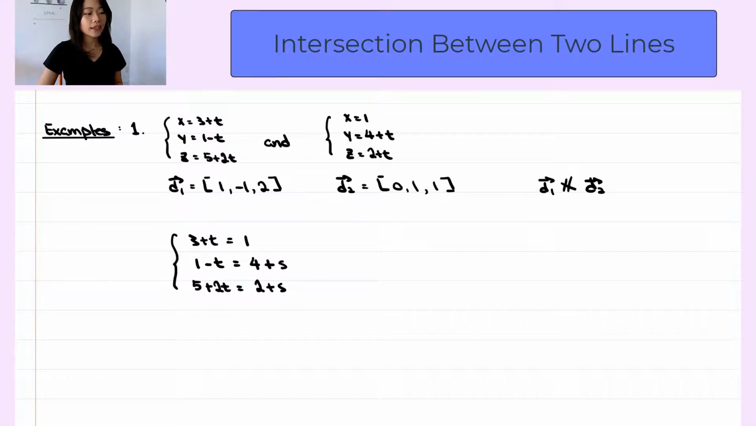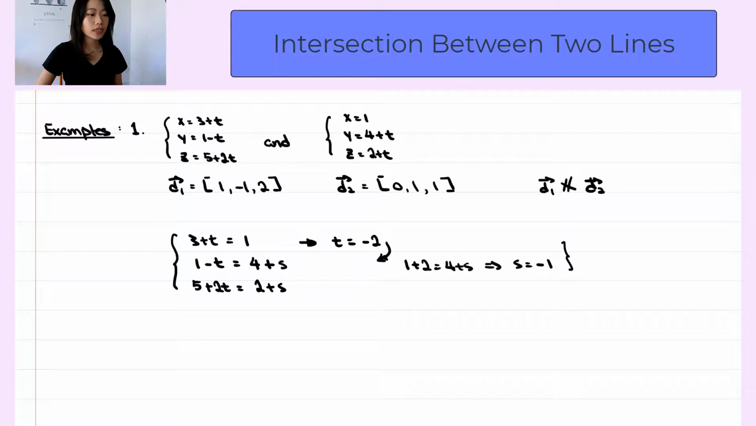So here I get a system of 3 equations with 2 unknowns. We can either have one solution or 0 solutions. Let's solve this. From the first equation, I get t equals 1 minus 3, that is negative 2. Then I substitute this negative 2 into the second equation. I get 1 plus 2 equals 4 plus s. So s equals 3 minus 4, that is negative 1.